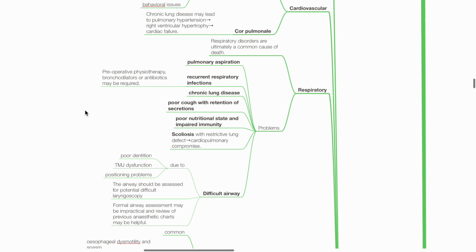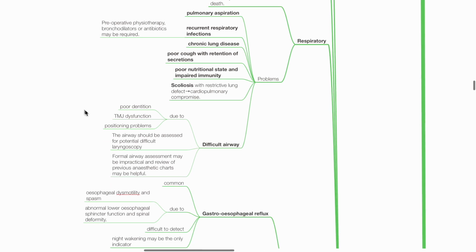Chronic lung disease. Respiratory disorders are a common cause of death. Poor cough with retention of secretions. Poor nutritional state and impaired immunity. Scoliosis with associated restrictive lung defect and cardiopulmonary compromise. And difficult airway. Difficult airway is contributed by poor dentition, TMJ dysfunction, and positioning problems. The airway should be assessed for potential difficult laryngoscopy. Review of previous anesthetic charts may be helpful.